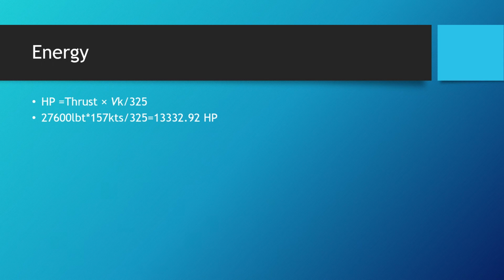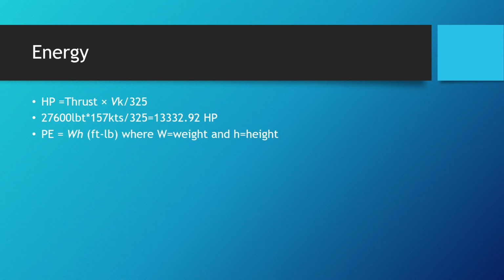All right, the next part of this was the energy calculations. So the first part was calculating horsepower, which the book gives us this nice horsepower equation. Horsepower equals thrust times your speed in knots divided by 325. And so you plug numbers in there, and I just kept it in imperial this time. So 27,600 pounds of thrust between the two motors, times 157 knots, rotation, divided by 325 is equal to 13,332.92 horsepower.